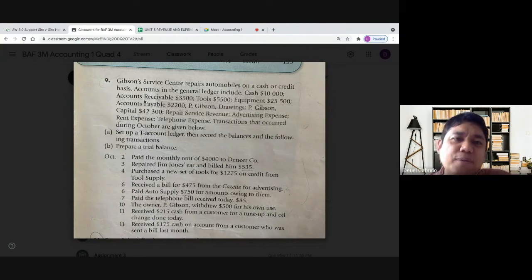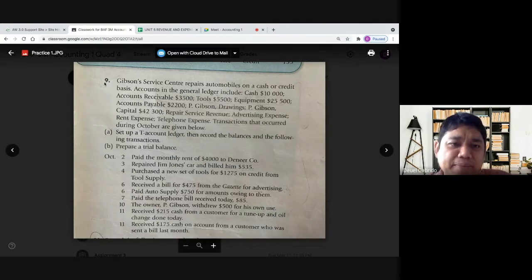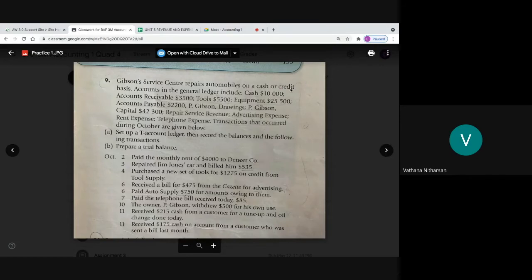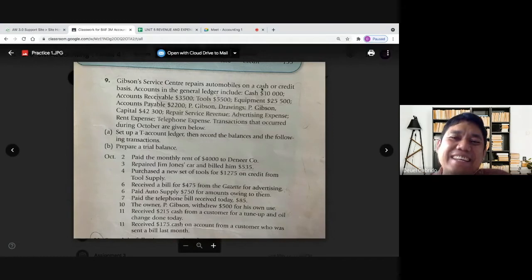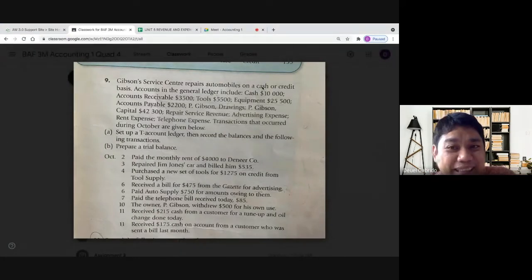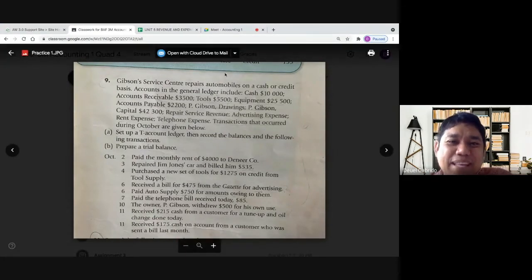Okay, so the work that you need to do today is number 9. This is about Gibson's Service Center. They repair automobiles on a cash or credit basis. What is credit basis, guys? They repair automobiles on a cash or credit basis, that we can pay later. The customer can pay later. Very good, that's simply it. If you want to pay cash, you can pay it now. And credit basis means the customer can pay later.